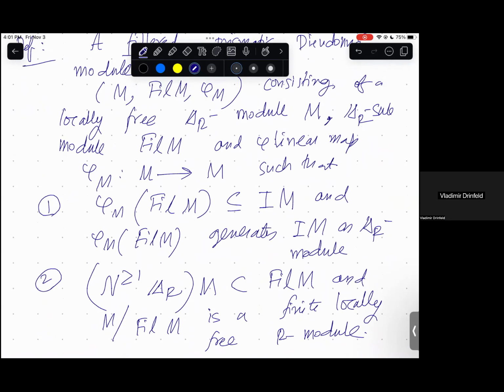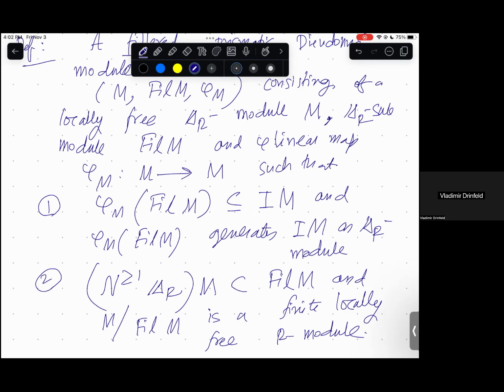Just a moment. So the word filter here refers to a very short filtration. Yes, you have M, and inside it you have Fil M, and maybe that's it. Yes, exactly. Maybe you also have P. Well, at least this is what I see. Yeah.